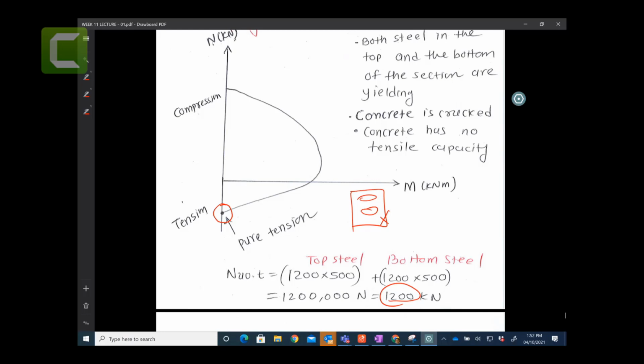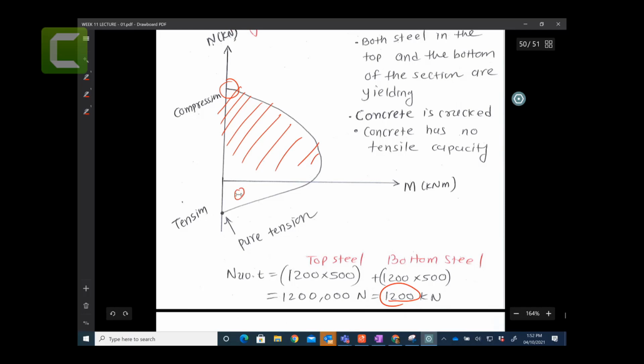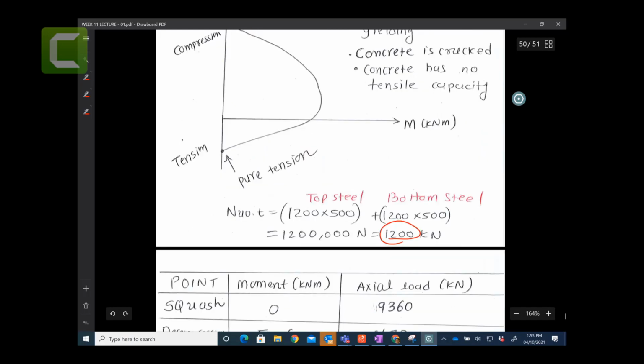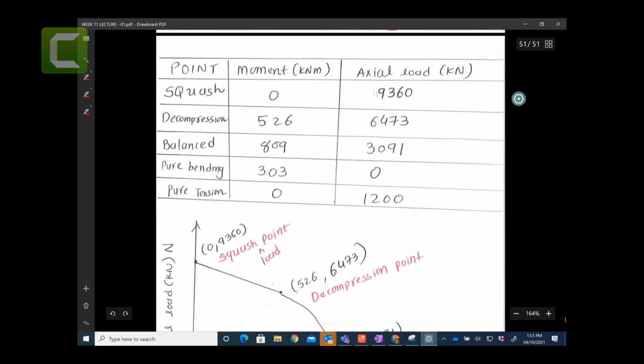So you just have 1200 kilonewtons as a tension. This is not required, this is just additional information that you needed. Someone might say, why is it not symmetric? Because you have concrete here, concrete is helping here. Here you have 0 concrete, you don't have any concrete, only steels. So therefore you have only 1200 kilonewtons. So this is the whole diagram.